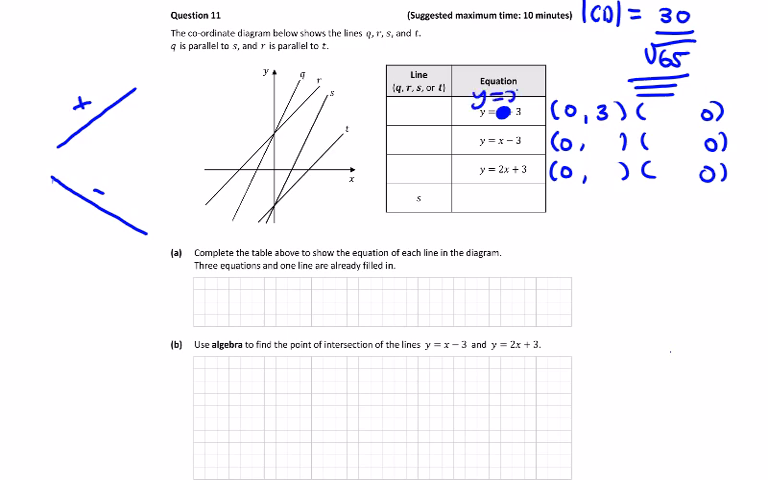So it won't rub out for me. Y is equal to x plus 3 in the first one. In the second one, if we say x is 0, y is going to be minus 3. And in the third one, y is also equal to 3. So these two lines intersect.